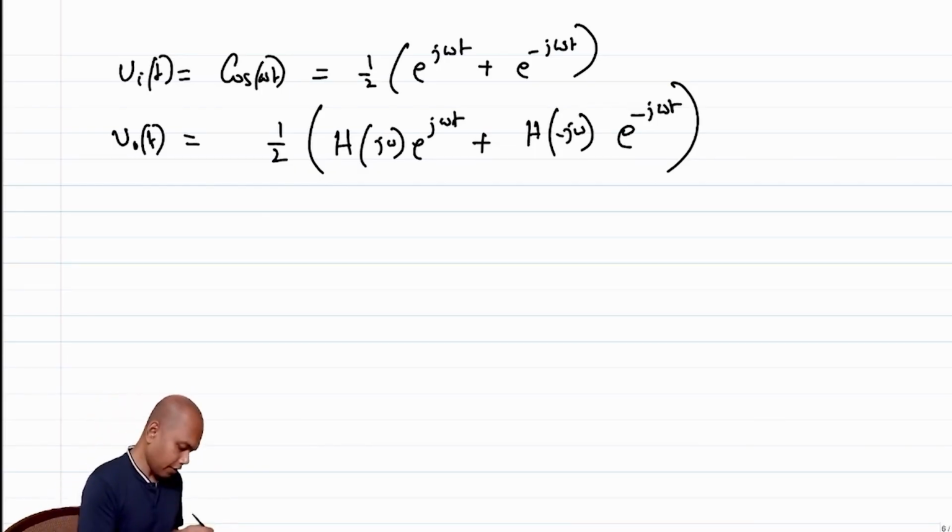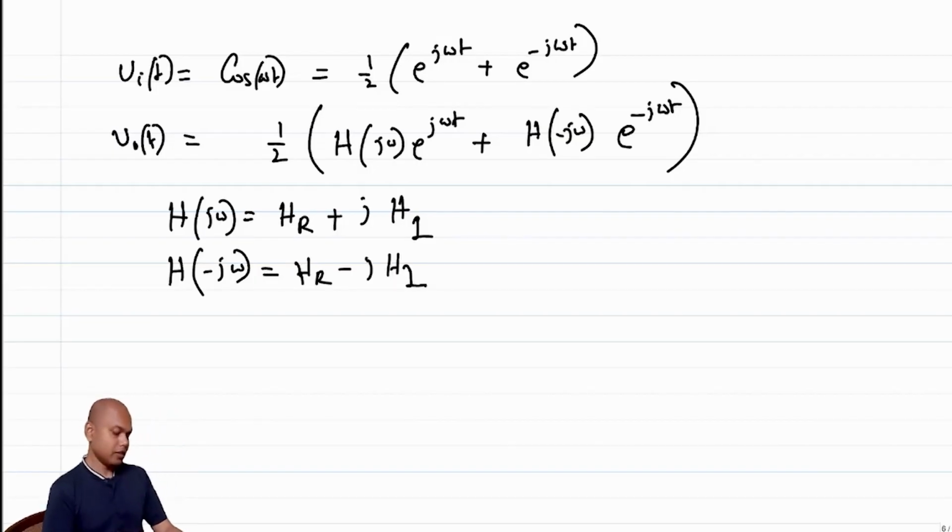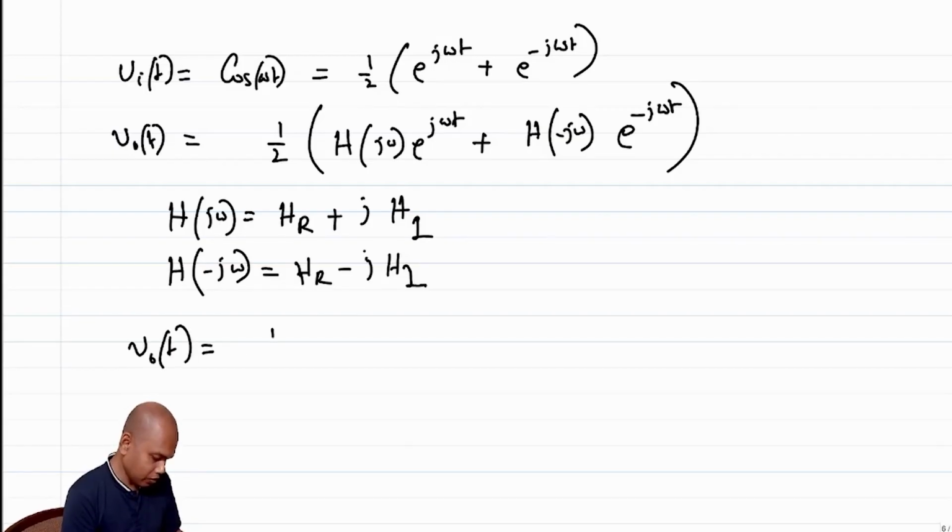Okay. So let's say H of j omega has a real part Hr and an imaginary part Hi, right? And in a special case, H of minus j omega is equal to Hr minus j Hi, which is true for any real system. And then I can write this v_o(t) to be equal to half. So basically e to the power j omega t and e to the power minus j omega t will club. Let me write it out fully.